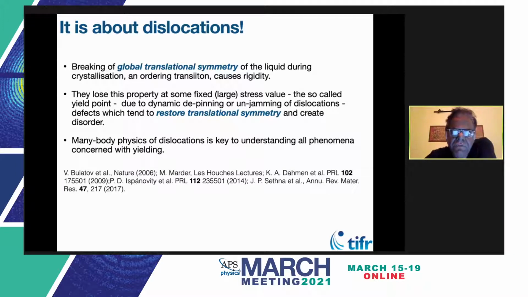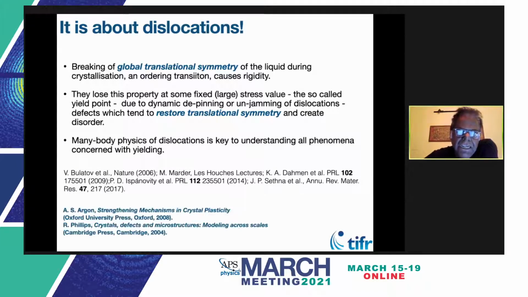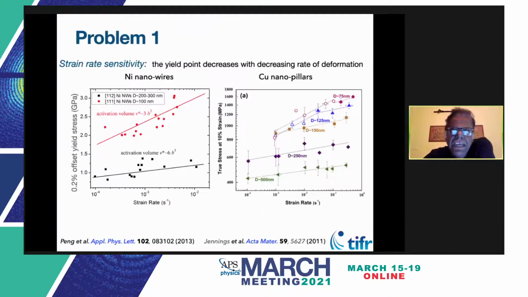Now, this is a viewpoint which is shared by almost everyone in the community, and this also pervades all textbooks in this subject. However, there are a few problems with this viewpoint. Problem number one is that the yield point is not a fixed quantity. It's a function of strain rate. You can see that this is yield stress versus strain rate. And if you decrease strain rate, the yield strength decreases.